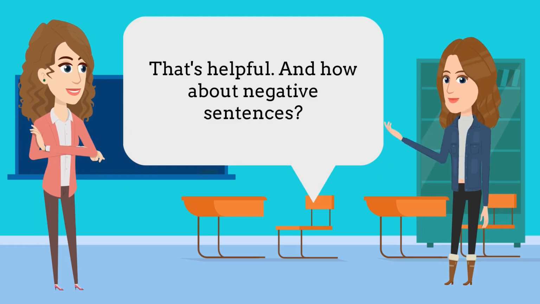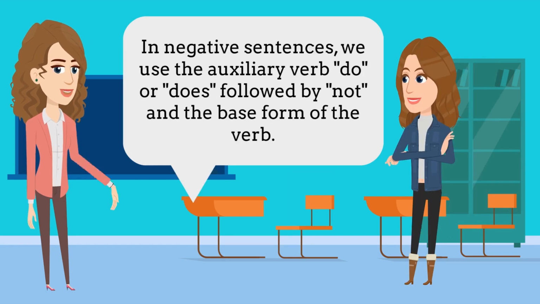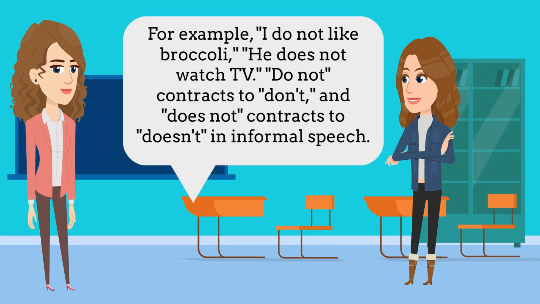That's helpful. And how about negative sentences? In negative sentences, we use the auxiliary verb do or does followed by not and the base form of the verb. For example, I do not like broccoli. He does not watch TV. Do not contracts to don't, and does not contracts to doesn't in informal speech.